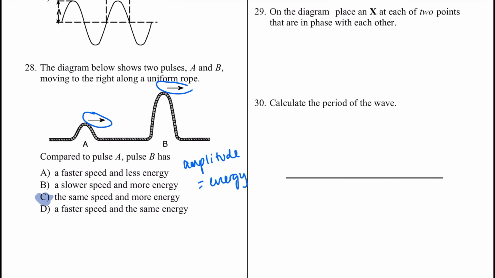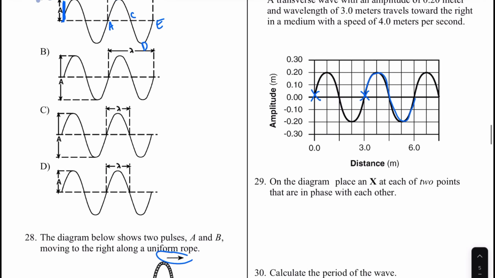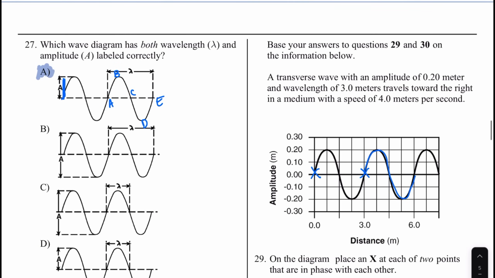30. Calculate the period of the wave. So we need to solve for period. So let's write out the formula for period. Period is T equals 1 over f. So period equals 1 over frequency. But we don't know frequency. It does not tell us frequency here. So we need to solve for frequency.